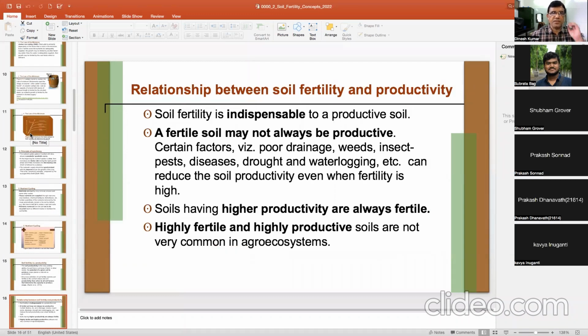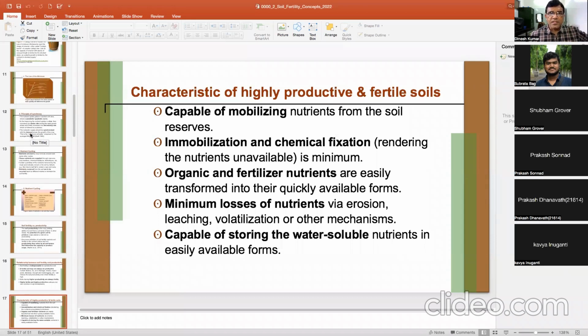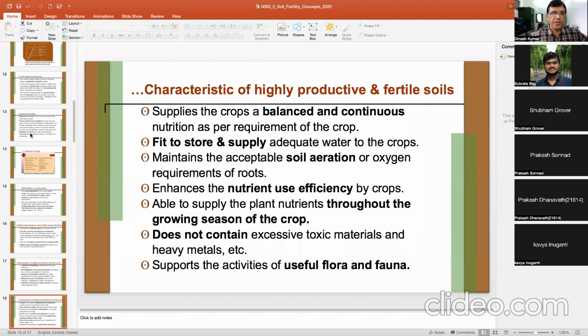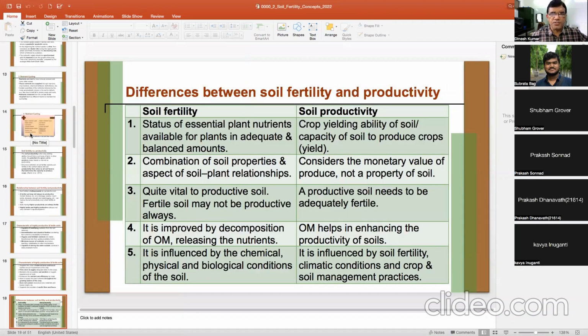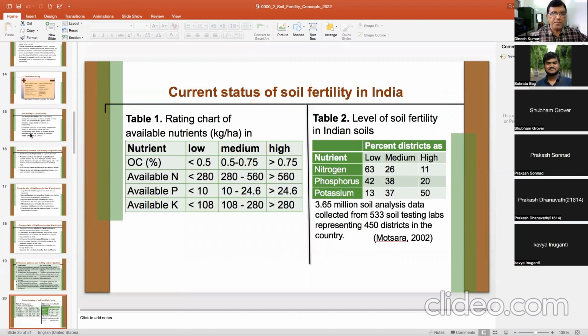We also discussed the characteristics of highly productive and fertile soil. What characteristics should be there in an ideal soil? We discussed it and also saw the differences in soil fertility and soil productivity. So today we start with the topic current status of soil fertility in India.